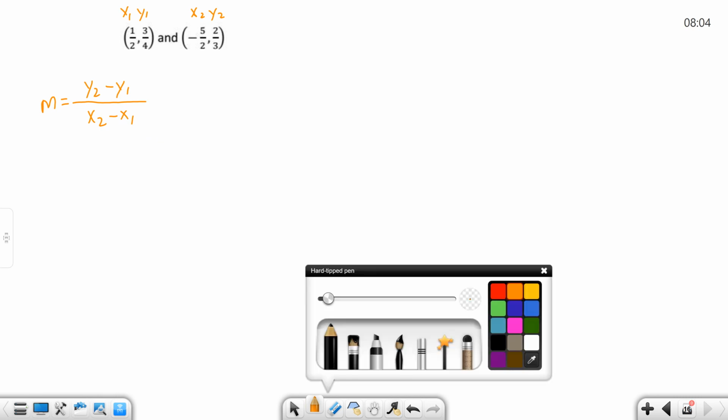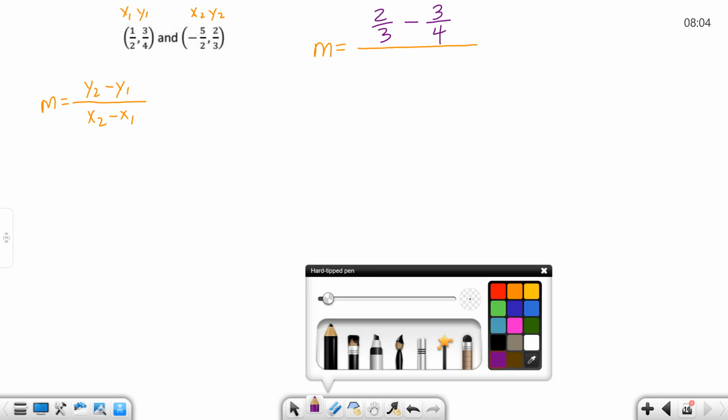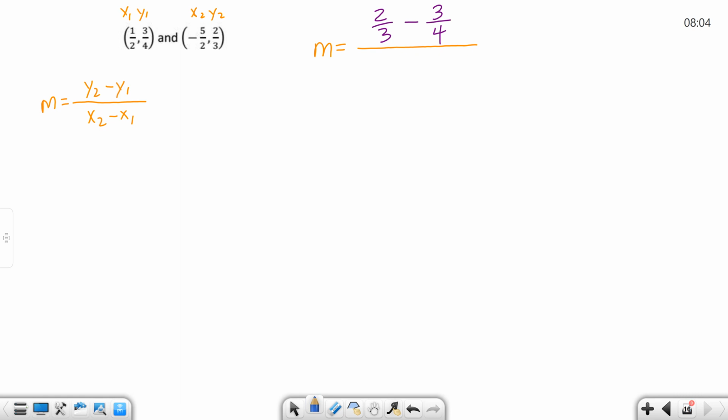All right, so I'm just going to swap some colors here for fun. Actually, you know what? I'm going to wait to do that. So the slope then is going to be, we'll do it this way. In the numerator, we have y2 is 2/3 minus 3/4. Okay, so we'll do that in purple, and this next one we'll do in blue. So y2 minus y1, and then x2 is -5/2 minus 1/2. So right now we still have the slope equals something here, okay?